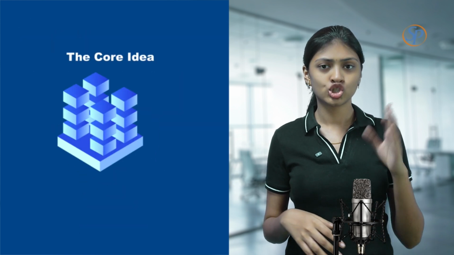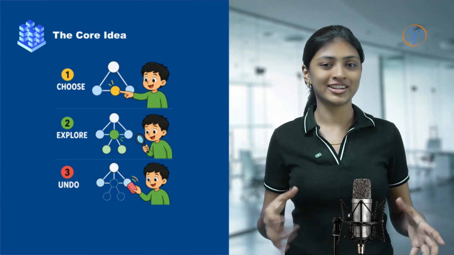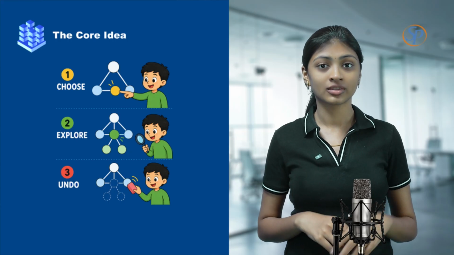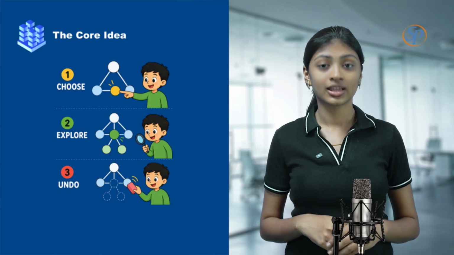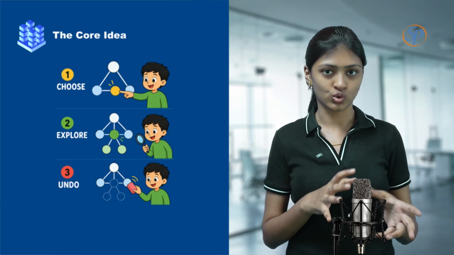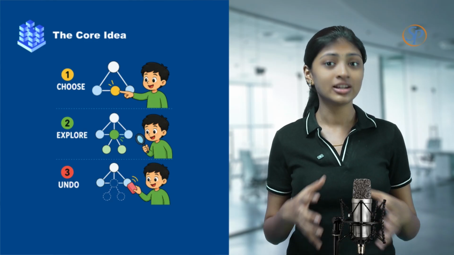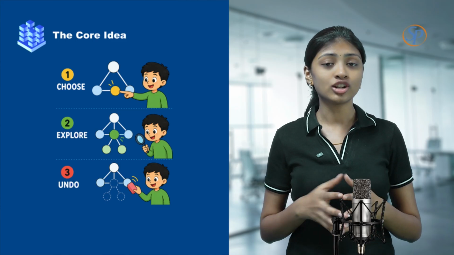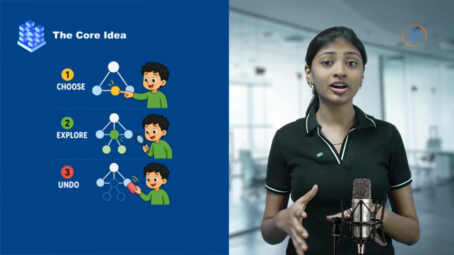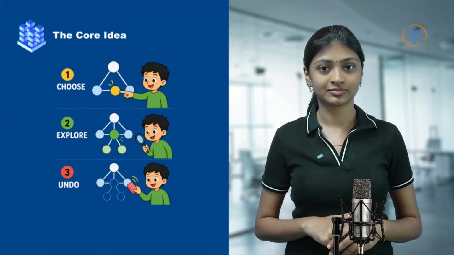The core idea: choose, explore, unchoose. Let's build this very slowly. Backtracking always follows 3 steps. First, you choose something. Then you explore further. Then you unchoose your own decision. Now the problem students face here is they understand choose, they understand explore, but they forget unchoose. That is exactly where bugs happen.